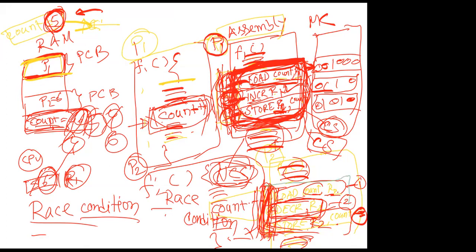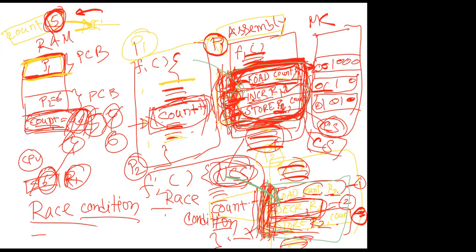Okay, this is the critical section part. Also, this is one critical section for a process. What happens if both processes enter the critical section at the same time? That is the problem. That's when a race condition occurs. You will get an inconsistent result.